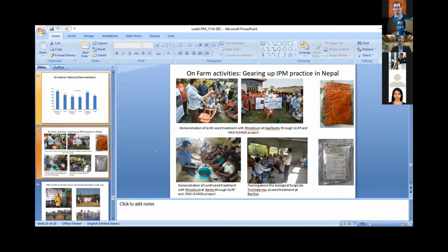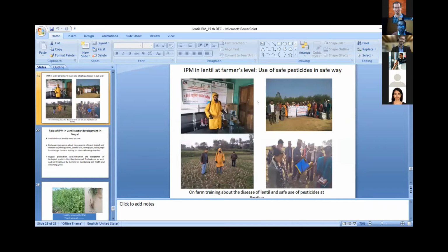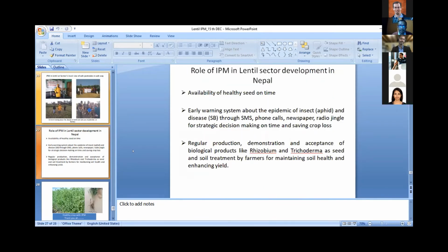Okay. This is the farm activities. We are showing the demonstration of the rhizobium and trichoderma at the farm level also, and this is how we use pesticides safely and how to spray the pesticides at the farm level. And this is the role of IPM in the lentil sector, how we can develop the IPM.